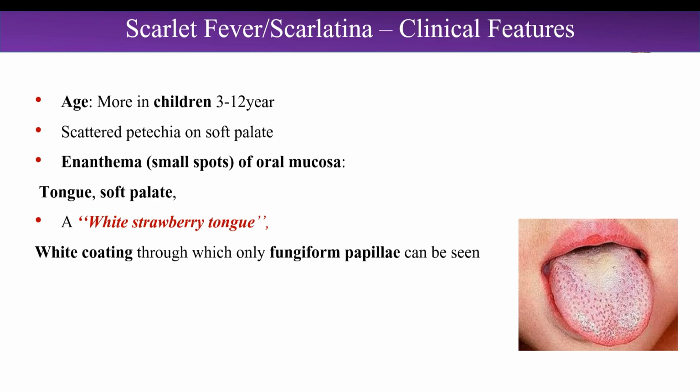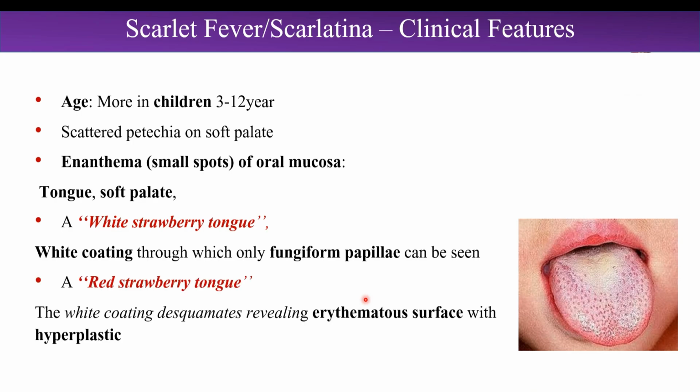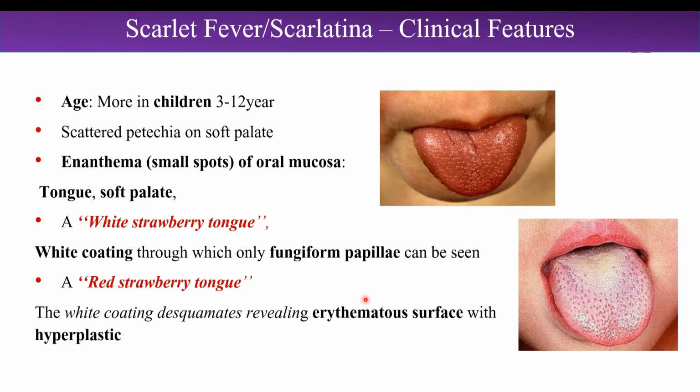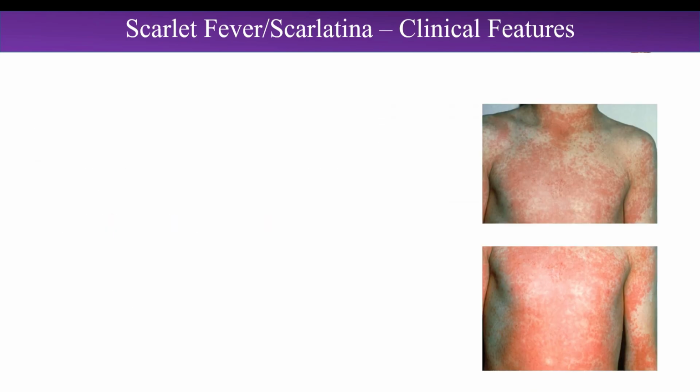So there is a white coating on the dorsum surface of the tongue, but only the fungiform papillae can be seen. Can you see these red dots within the white patch? Yeah, so that is called a white strawberry tongue, and the other is called a red strawberry tongue. This white coating eventually desquamates, revealing a very reddish, that is erythematous, surface with hypoplastic papillae.